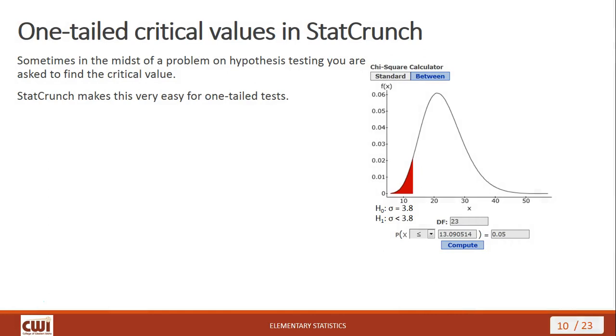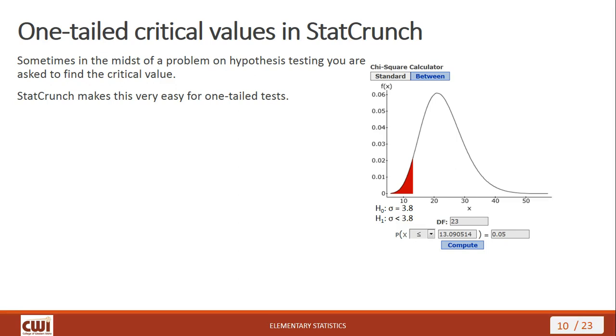Let's take a look at calculating critical values in StatCrunch, because sometimes you're going to be asked to find a critical value, but they don't give you all the information you need to use the hypothesis testing menu options in StatCrunch. In that case, you're going to have to use the distribution calculator, which for standard deviation will be chi-square.